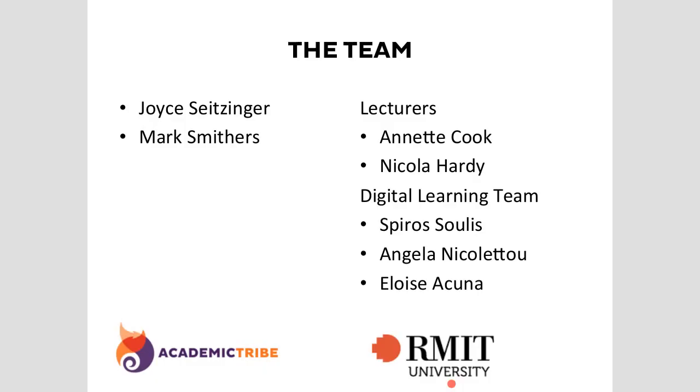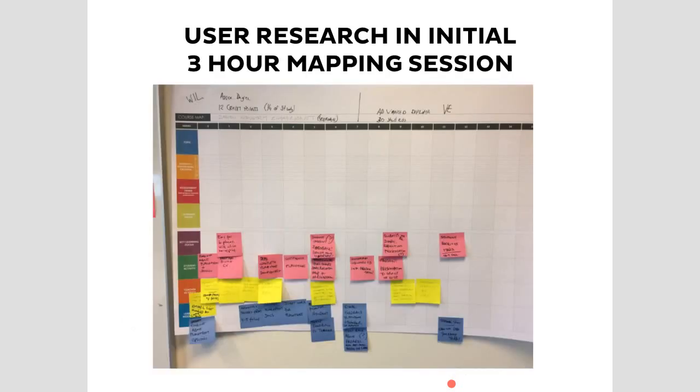So what we did for our learner journey map, which I'll just show off just to close off, is we worked together. So there's me and Mark from Academic Tribe, and then we worked with two of the lecturers, Annette Pook and Nicola Hardy. They were from the graphic design VET programs, and also the digital learning team in the School of Design and College of Design and Social Context at RMIT University.